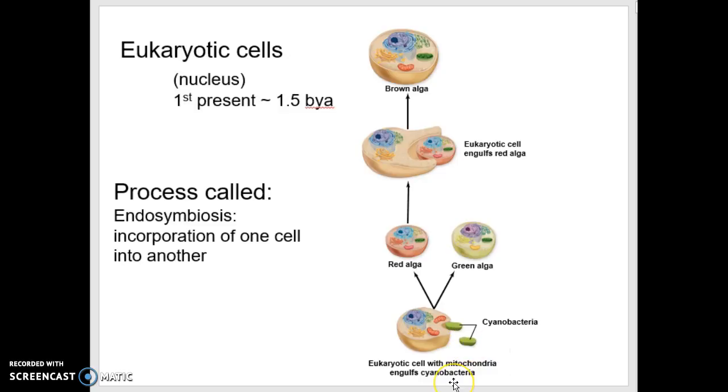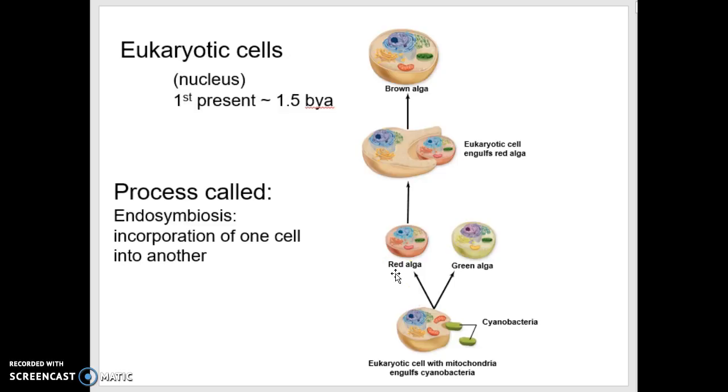So this is how it's thought mitochondria came to be inside of eukaryotic cells. This is how it's thought the chloroplast came to be. They were engulfed. They were cyanobacteria and then engulfed by another cell, and then they evolved together and created those organelles within eukaryotic cells, giving rise to different lines of algae, green algae, red algae, etc.